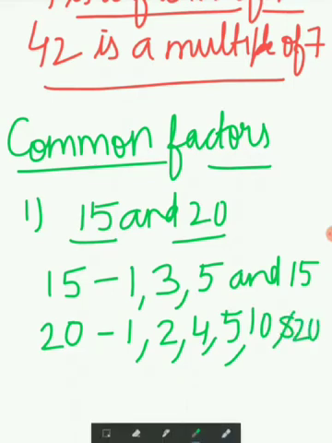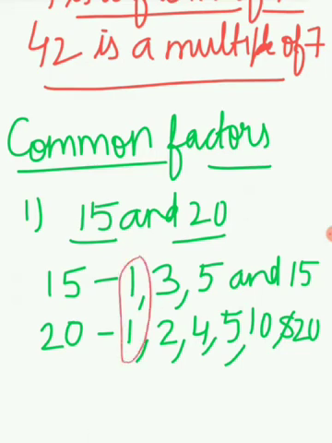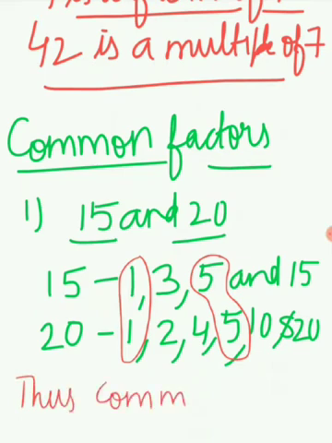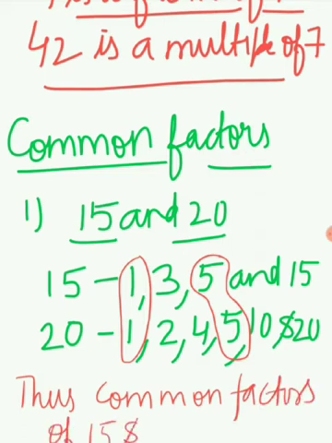Now we will see which numbers are common here. You can see this number 1 is common and 5 is common. So we can write that the common factors of 15 and 20 are 1 and 5. So this is our answer.